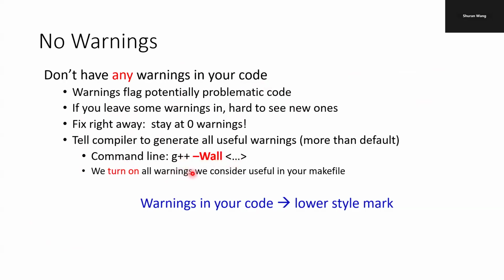This command, g++ -Wall, enables all the warnings, and this is enabled by default in our makefile. Your TAs will look at how many warnings you're getting, and that is something that we'll be deducting. That's for warnings. Is it good?